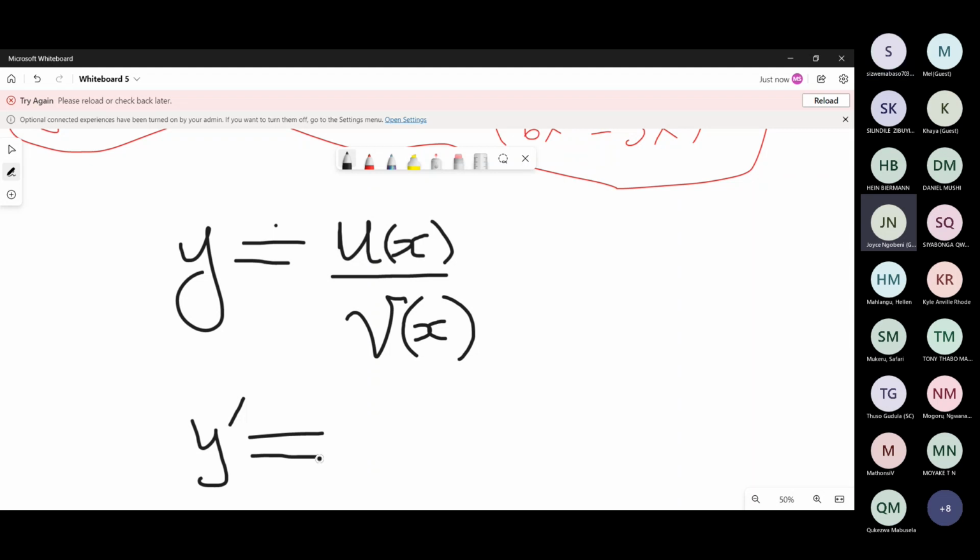Quotient rule. Yes. No, are you sure that's what comes in your mind, Musia? Honestly, what comes in your mind first?